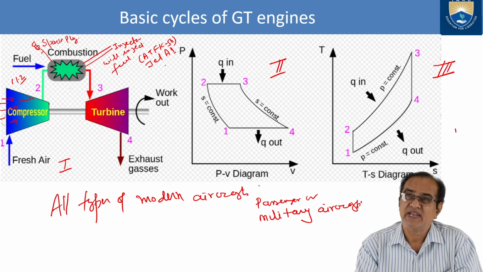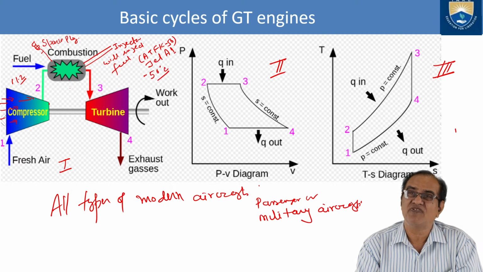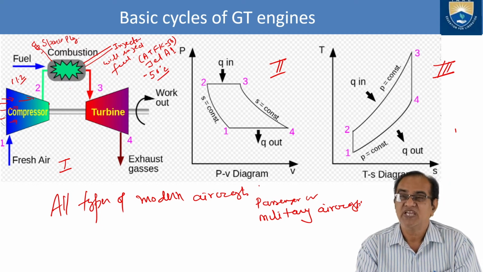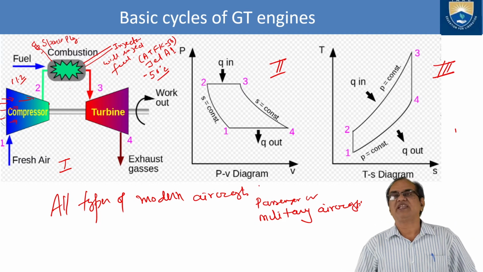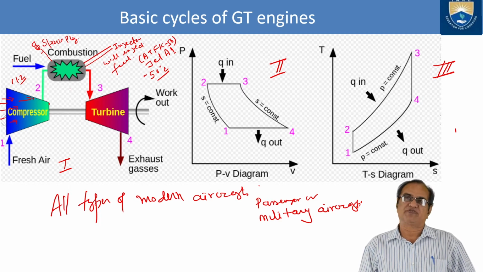Minus 50 indicates that it can work up to minus 50 degrees centigrade of temperature. This fuel is suitable up to minus 50 degrees centigrade. If the temperature of the atmosphere is below minus 50, then this fuel is not very suitable. At that time we have to use some additives.